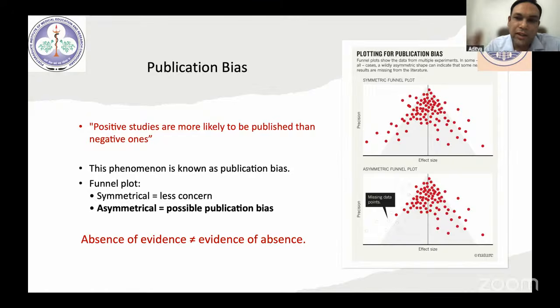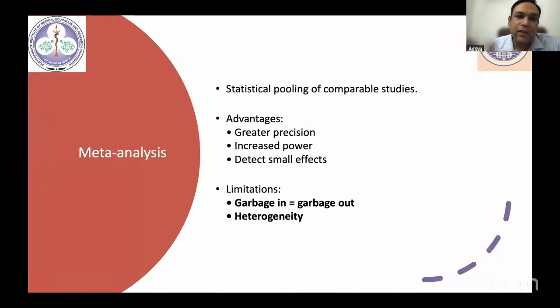So when you have a funnel plot, this funnel plot will answer. If you have a symmetrical funnel plot, it means that you have included predominantly all the studies. But if it's asymmetrical, then it means that there is a possible publication bias, and that is why absence of evidence is not equal to evidence of absence. You must understand that. Once you have done this, now your data is ready for meta-analysis.